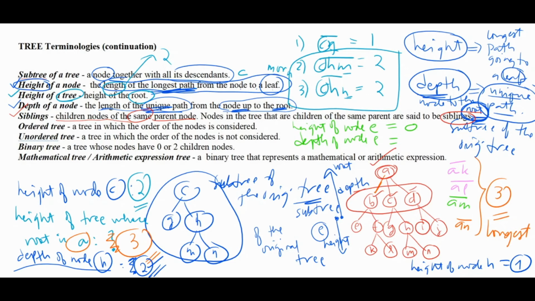Another siblings are this node E and F. Another siblings would be G and H. Another sibling would be I and J. And K and L are siblings because they have the same parent node F. And lastly, M and N are siblings because they have the same parent node H.